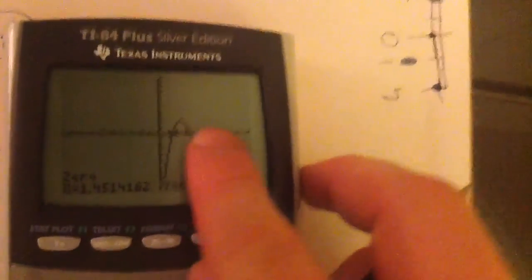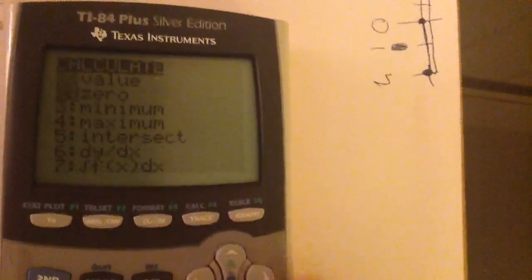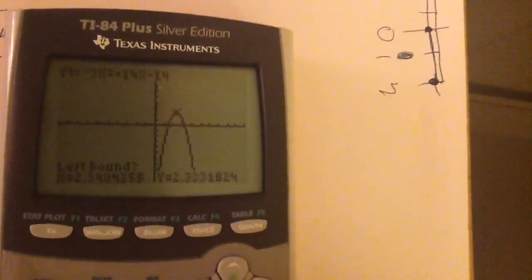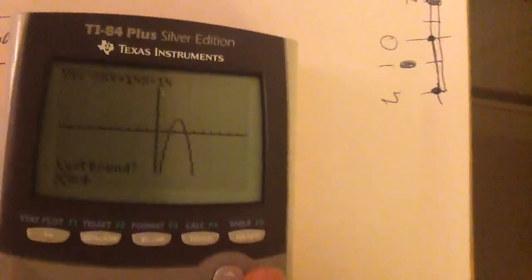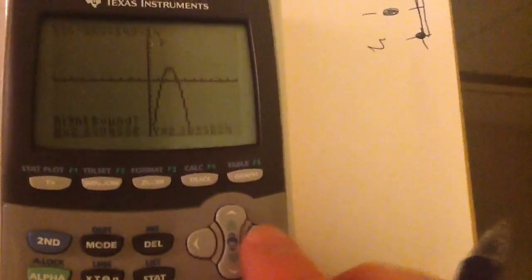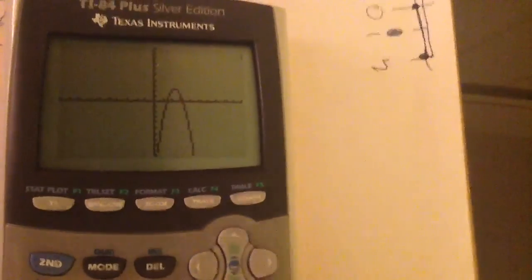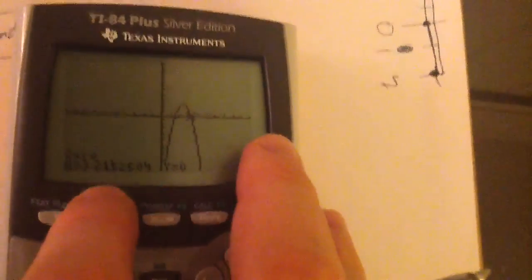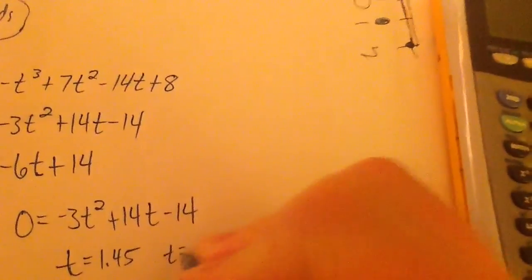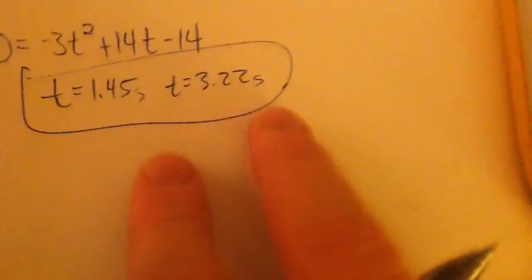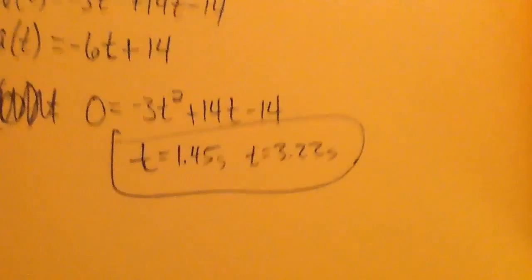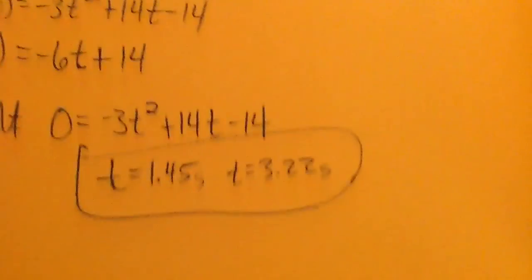Do the same thing for the other one. Calc zero, go to the left of it, hit enter. Oops. Or I could just type in a number, I think. Go to the right of it, hit enter. Guess. There it is, 3.22. Alright, those are the times that'll make the velocity 0. So that's how you know when the particle is at rest.